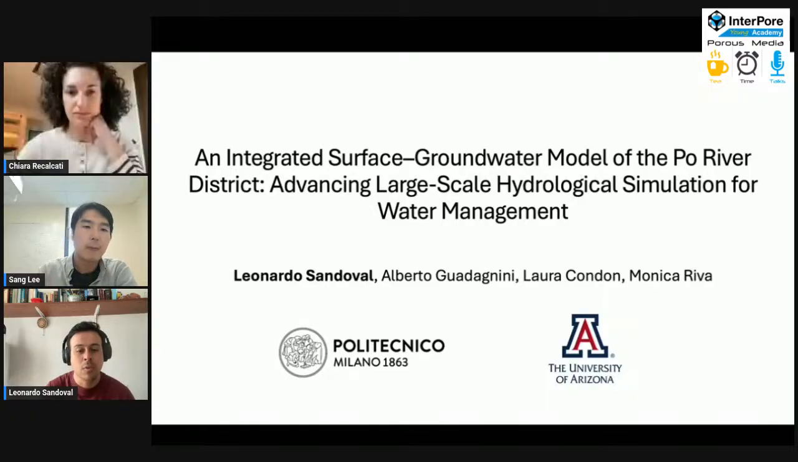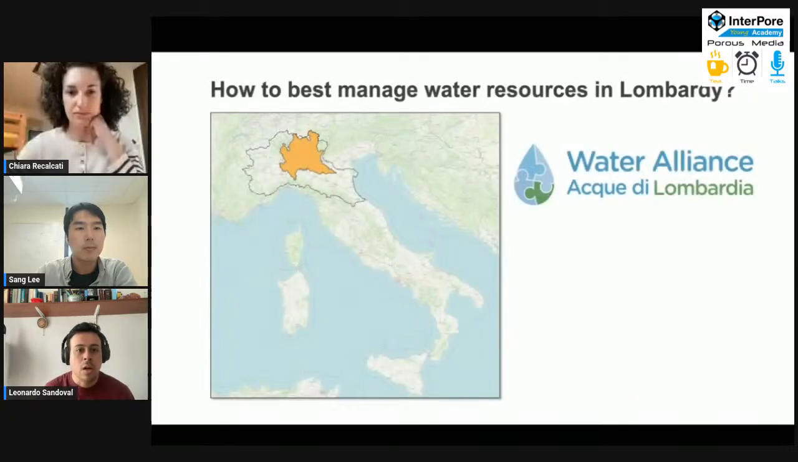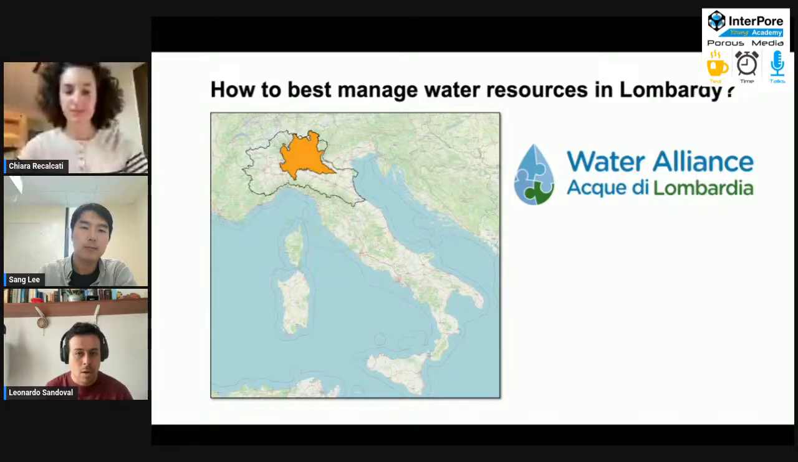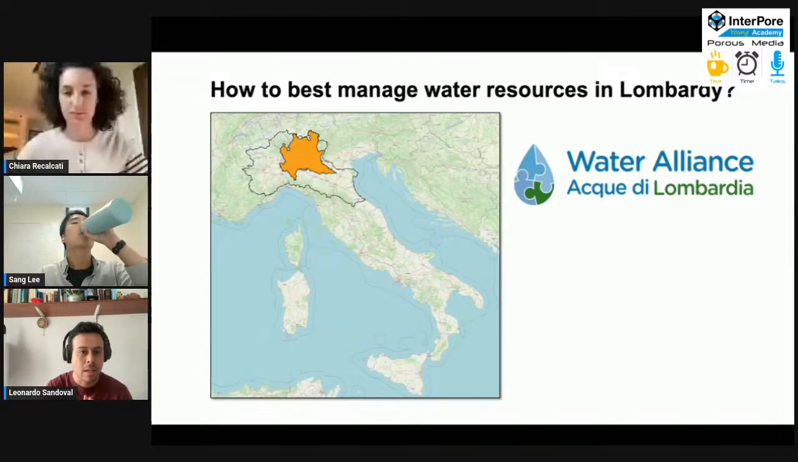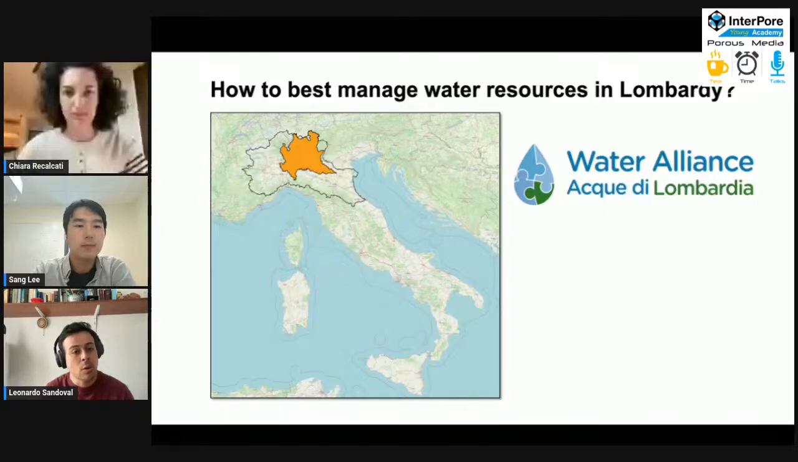The main motivation of this work is to answer the question of how to best manage water resources in Lombardy. For those of you who don't know where Lombardy is, it is the orange area in the figure of the Italy map. This question was raised by the Water Alliance group, a group of water managers in this region who want to better predict what is going to happen with water resources in this area, to plan actions that efficiently mitigate climate change impacts on the region.